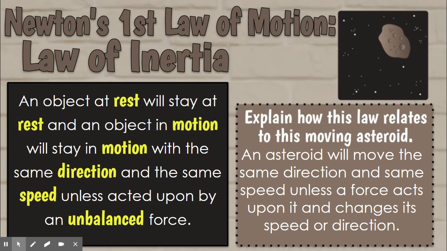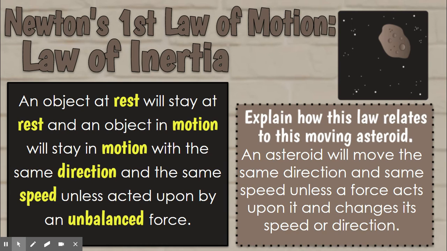So an asteroid will move the same direction and same speed unless a force acts upon it and changes its speed or direction. So if you roll a ball on a surface that has zero friction, no friction whatsoever, that ball will continue to roll and will not stop unless acted upon by an unbalanced force, unless that unbalanced force is friction, unless someone stops it with their foot. So if you roll a ball on zero friction, it's going to go on forever.